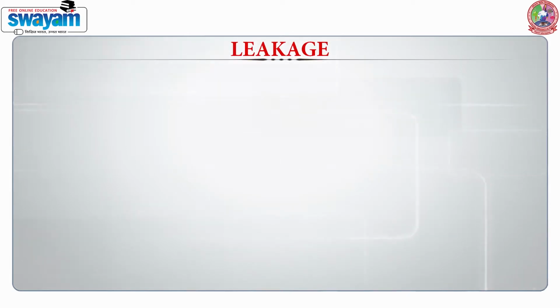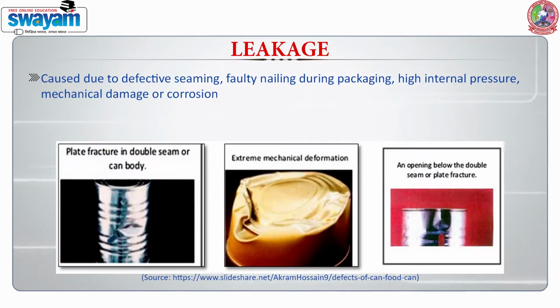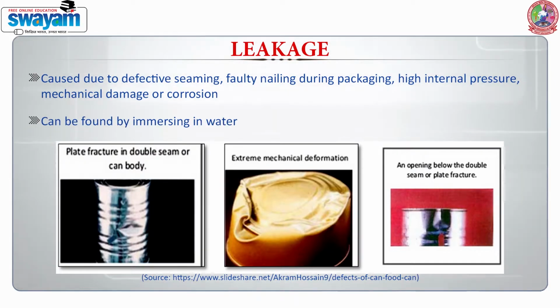Another type of spoilage is known as leakages. These are caused due to defective seaming, faulty nailing during packaging, high internal pressure, mechanical damage or corrosion, and it can be detected by immersing the can in water.